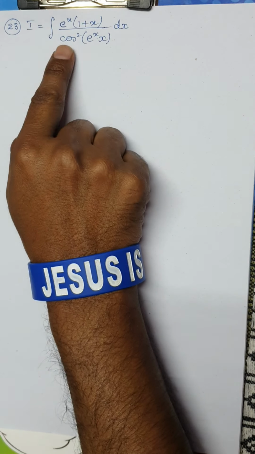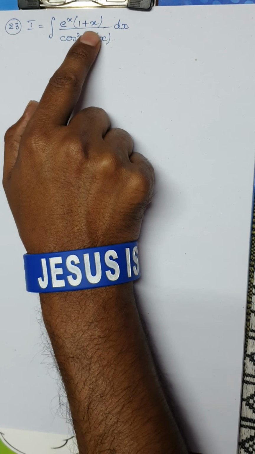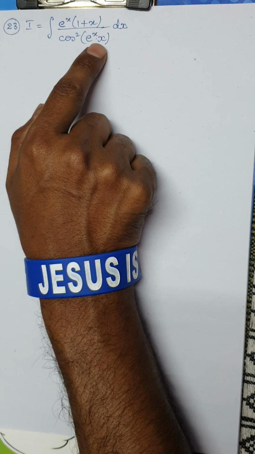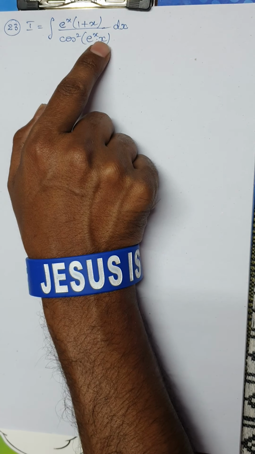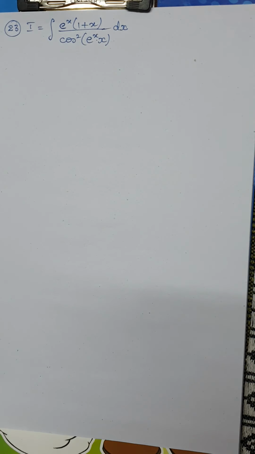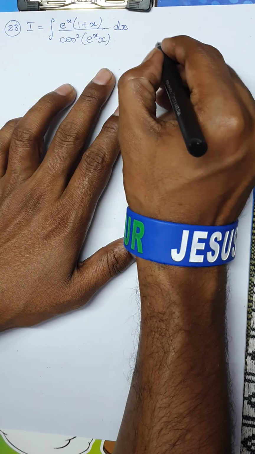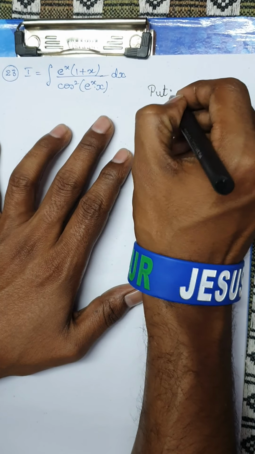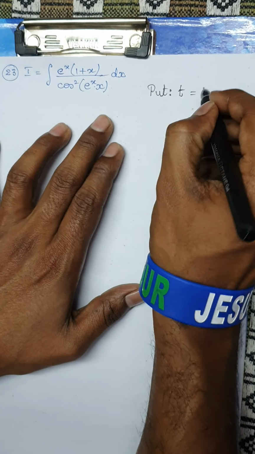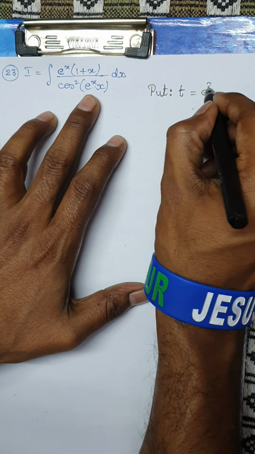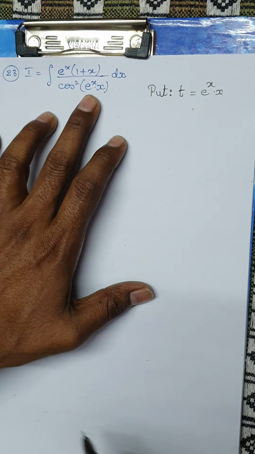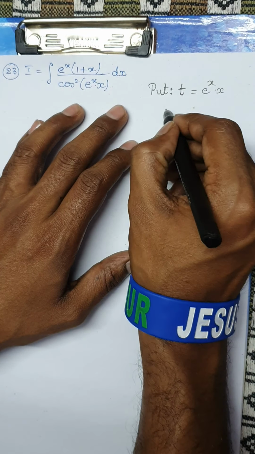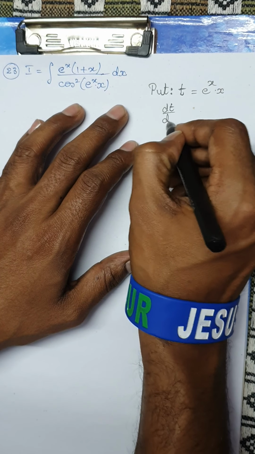The next integral I have is the integral of e power x into (1 plus x) divided by cos square of (e power x into x) dx. Please be careful in this question. Now I'm going to use the substitution process here. Let me put t as, look here, e power x into x. Whatever the inside function of cos is, I'm going to consider it as t, and let me differentiate this with respect to x.